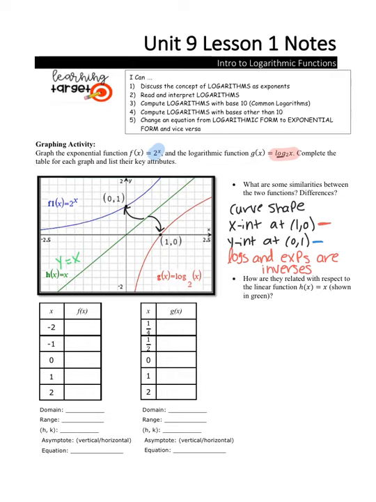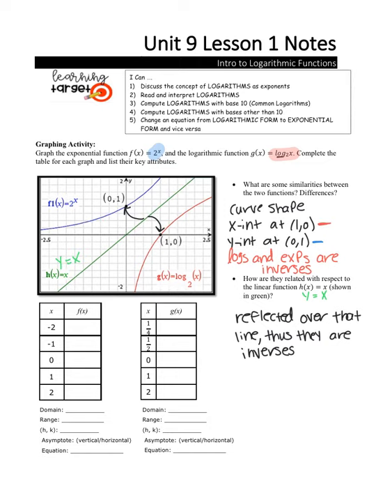So how are they related with respect to the linear function y is equal to x? Again, we're going to say they're reflected over that line. Thus, they are inverses.